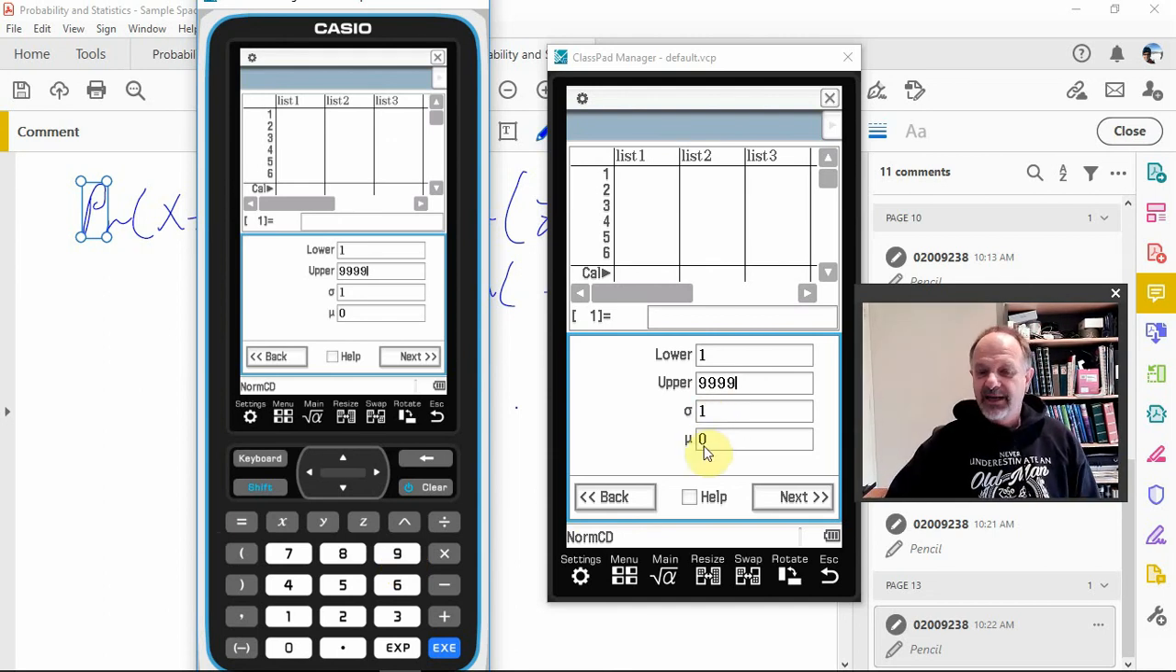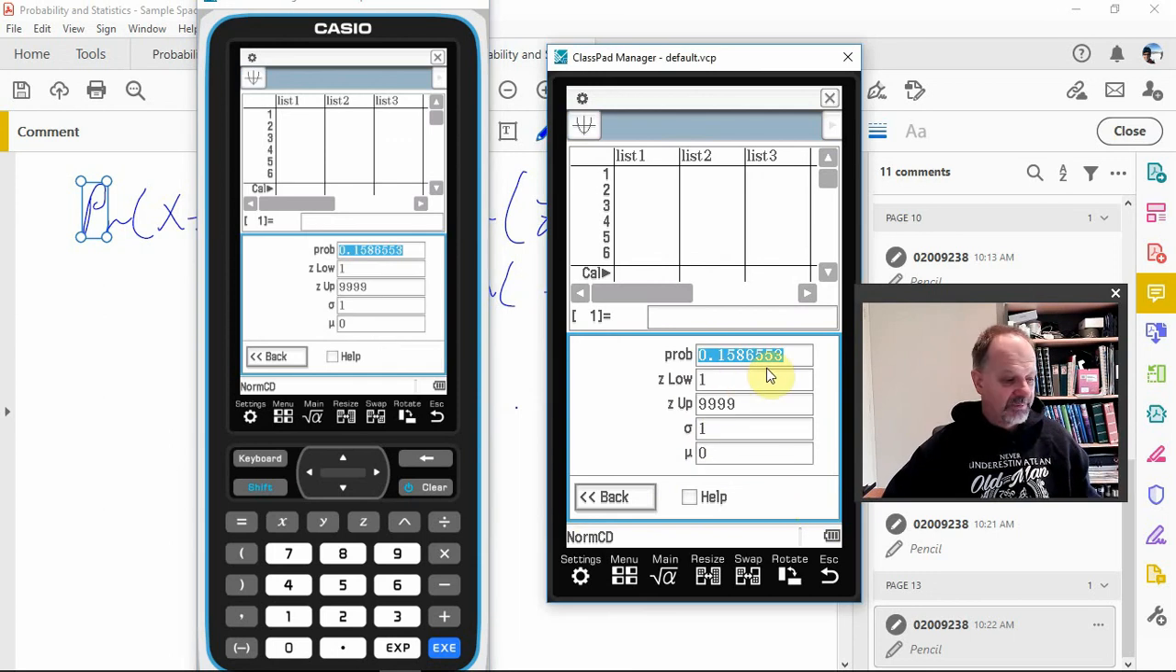In this case, the mean and the standard deviation are already set as 0 and 1. That's the default of the calculator. And because that's what we have used, we've created Z values, and Z values use these. So we don't need to change it. Anyway, starting to waffle. And so then I'll go next. And there is my probability.